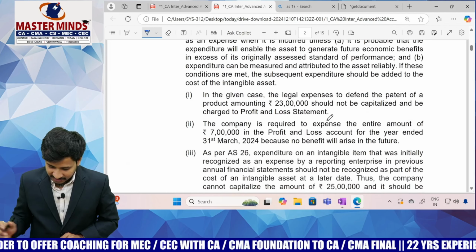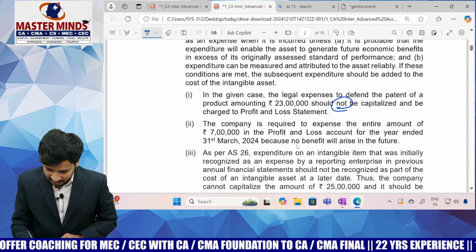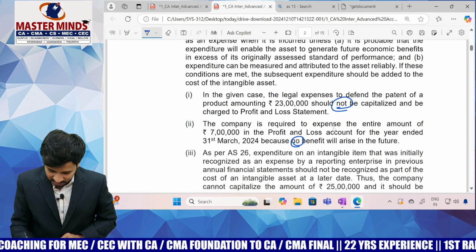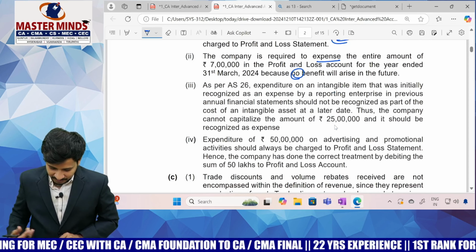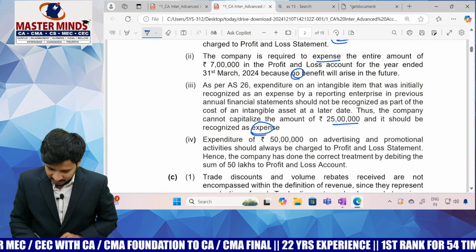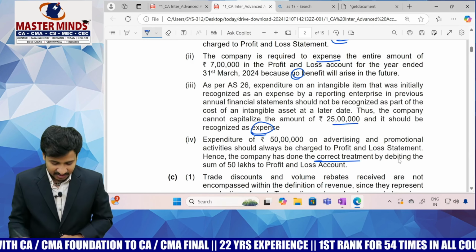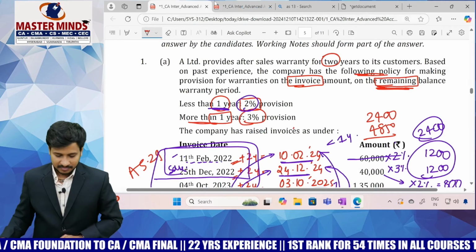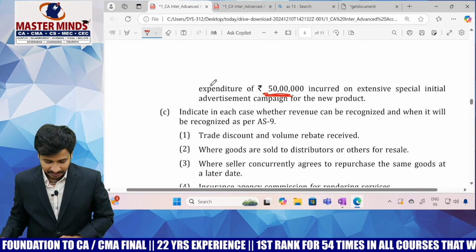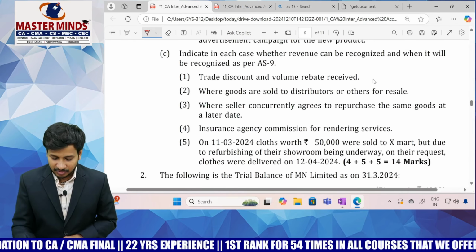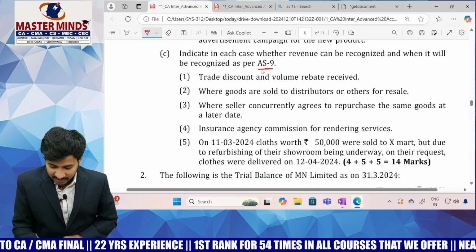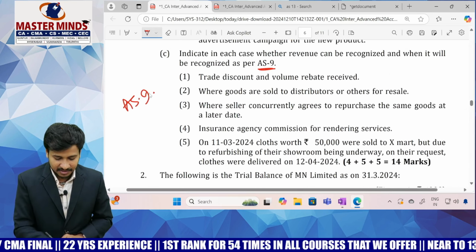1B, first one should not be capitalized, no benefit and hence expense. It should be recognized as an expense. Yes, and 50 lakhs. Treatment is correct. Everything is correct. Let me proceed on to 1C. Trade discount and how the following elements will be treated as per Accounting Standard number 9.